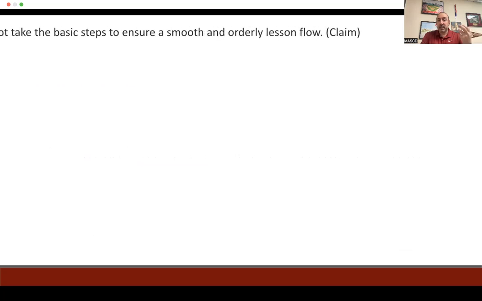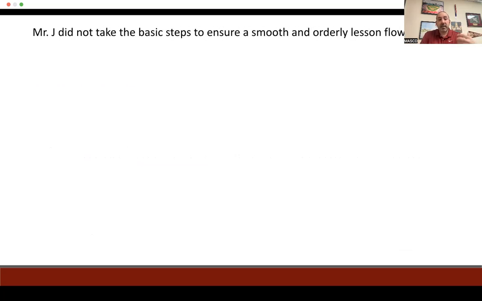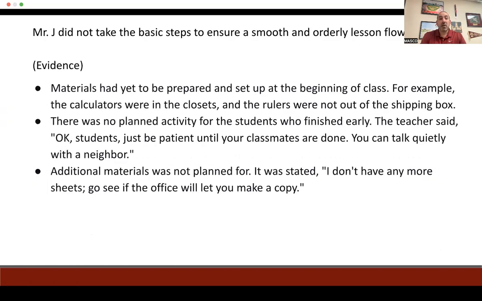Sometimes the claim statement isn't as positive. Mr. J did not take the basic steps to ensure a smooth and orderly lesson flow. A lot of times when given feedback, the lesson did not go as planned. It wasn't as orderly and it had some areas of missteps. You also have to support this with evidence. What are some things that happened that resulted in that claim?